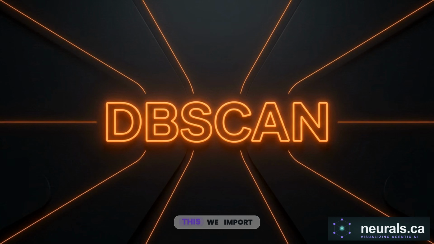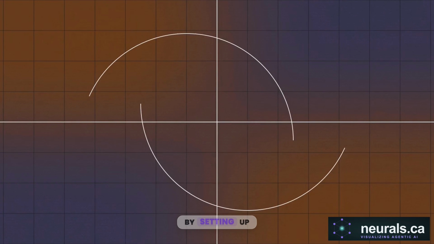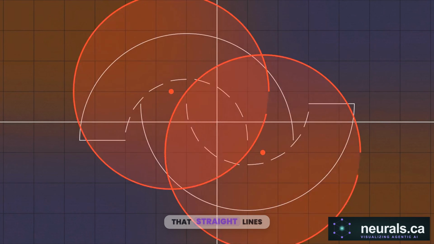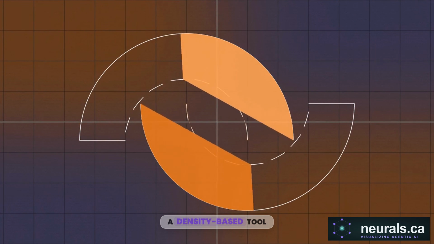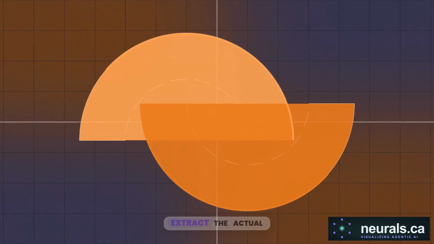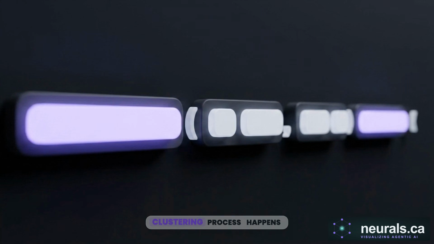To solve this, we import the DBSCAN class. This allows us to access a highly complex density evaluation engine without having to write all the underlying math from scratch. By setting up a geometric layout that straight lines and perfect circles cannot solve, we prove exactly why a density-based tool is required to extract the actual structure of this dataset. The entire clustering process happens in a single line of execution.